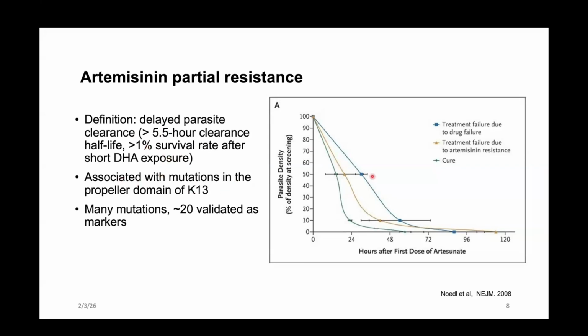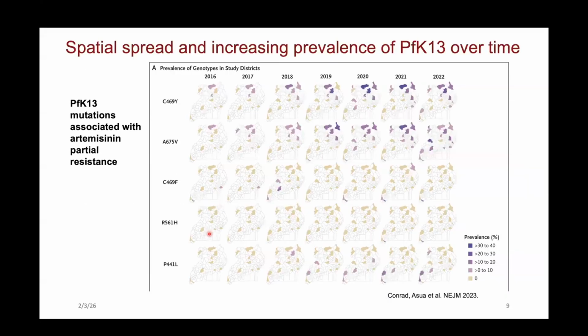And like I said earlier, these phenotypes are associated with mutations in a gene called K13, particularly in a specific region called the propeller domain. And field studies have validated approximately 20 or even more of these mutations in different malaria endemic countries. So in Uganda, we started the surveillance in 2016. What you see in this map here is the spatial and temporal prevalence of the different K13 mutations.